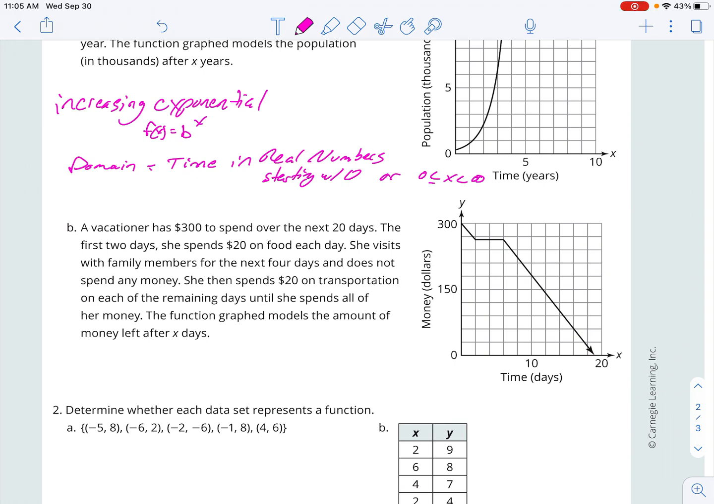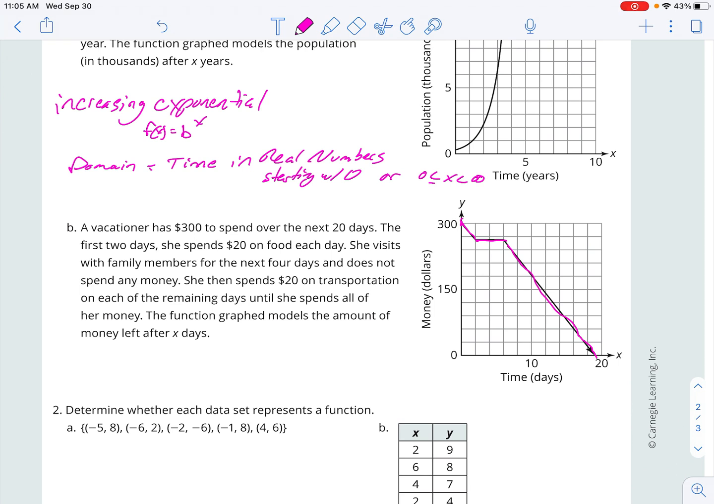Letter B is doing the same thing. So let's look at letter B here. A vacationer has $300 to spend over the next 20 days. It's quite a vacation there. The first 2 days, she spends $20 on food. So she starts up here at $300. She spends $20 on food. She visits with family members the next 4 days and does not spend any money. So that's nice. No more money spent. She then spends $20 on transportation on each of the remaining days until she spends all of her money. So 20 days, $20 each day until all of her money is gone.